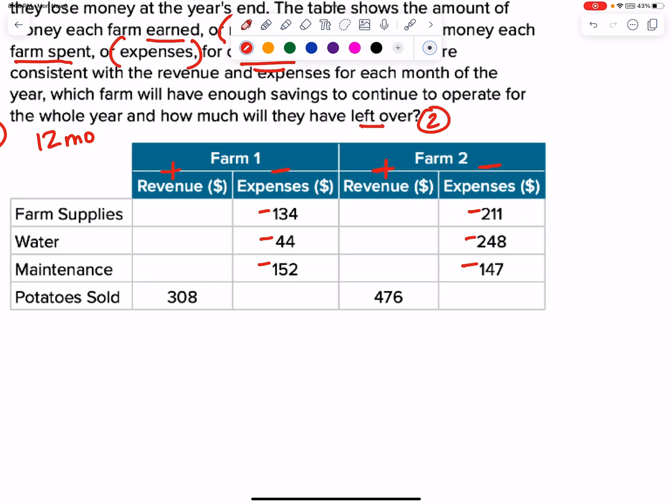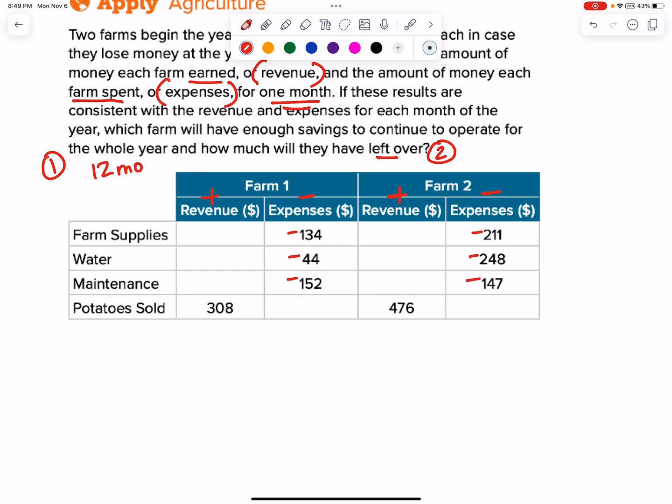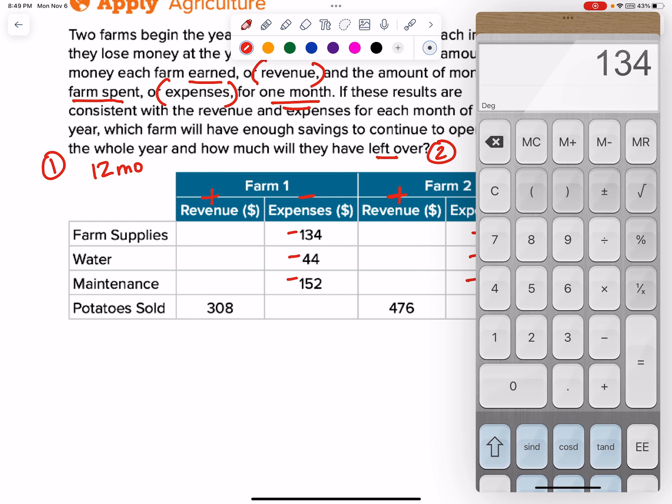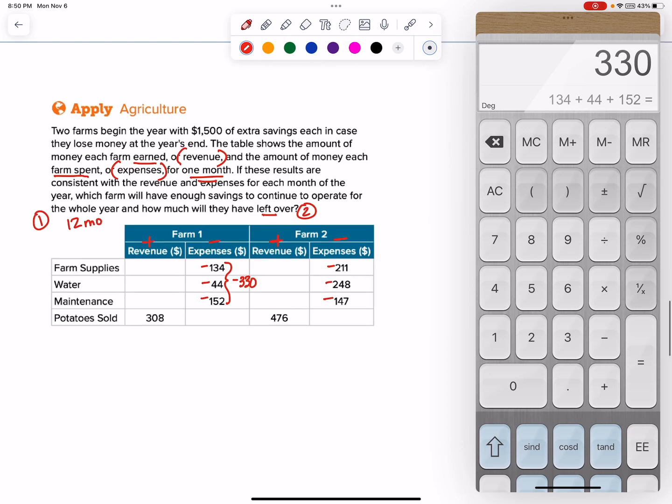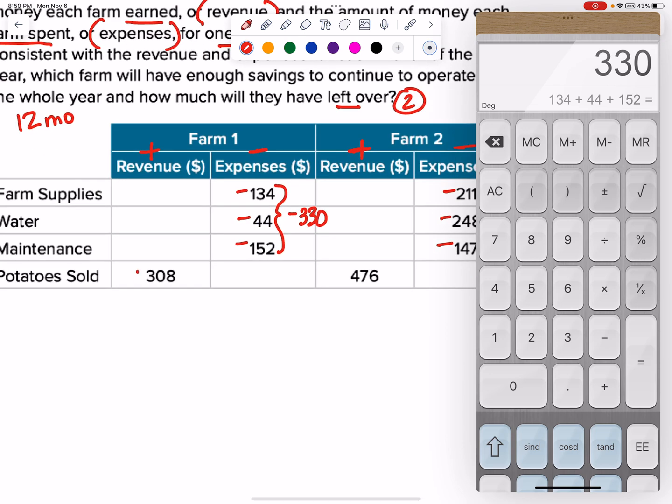If we have all these negatives, we're just adding up negatives. Okay, so we have 134 plus another 44 plus 152. Okay, so this section here, let's go ahead, I'm trying to think how I want to represent this. So I have negative $330 here, and I have a positive 308 here. So let's go ahead and join those together. So I have 308 plus a negative 330.